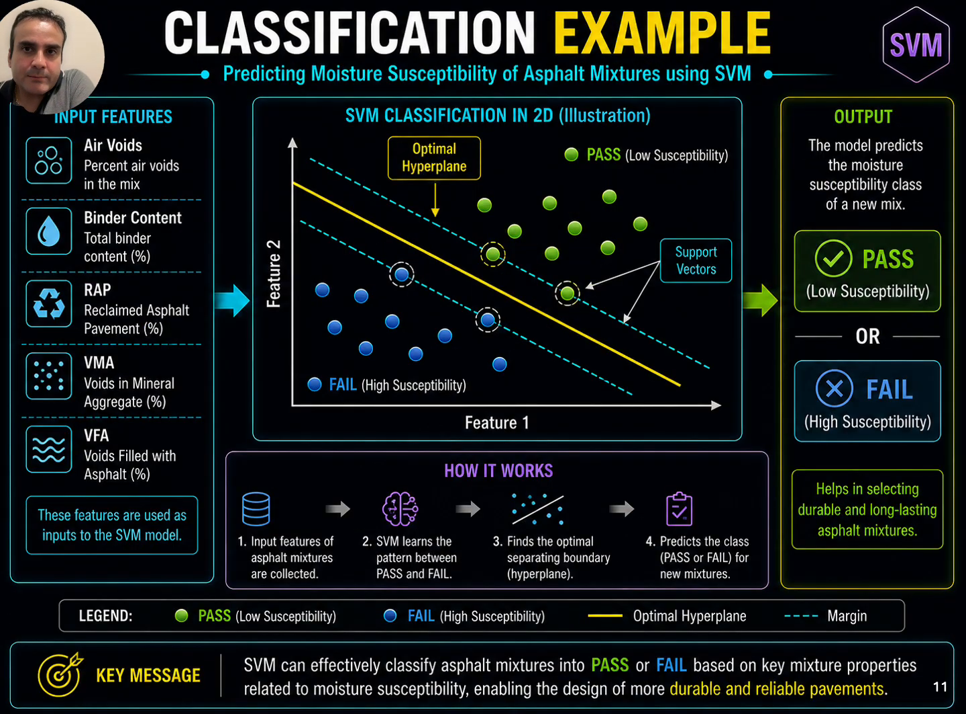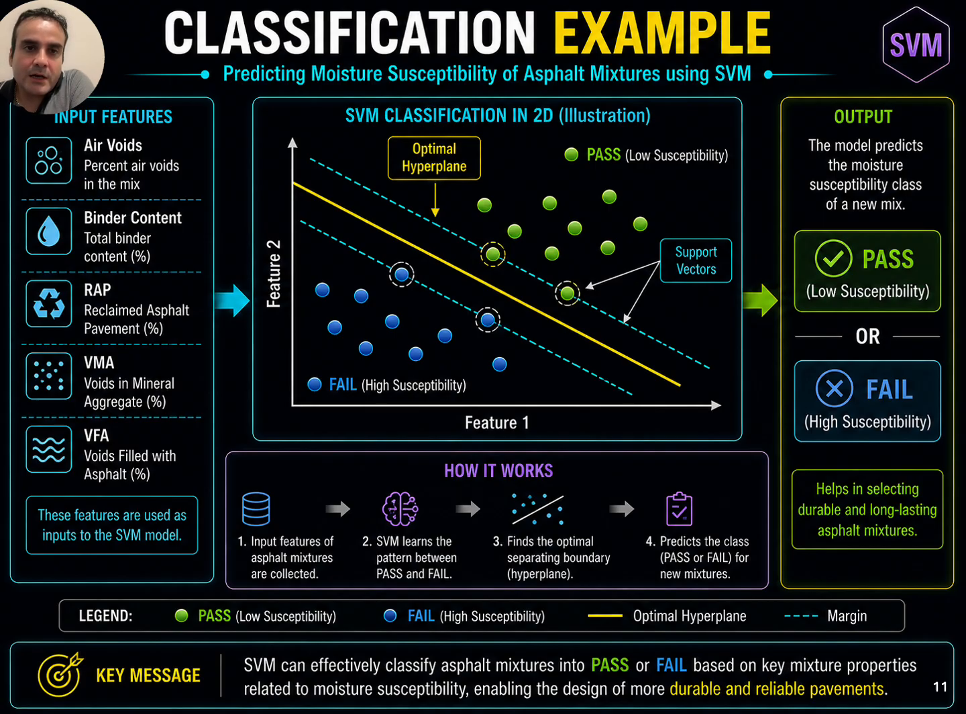This slide presents a practical pavement engineering application of SVM. The objective is to classify asphalt mixtures as pass or fail with respect to moisture susceptibility. Input variables include air void content, binder content, wrap content, VMA, VFR, and probably some other parameters. The central figure shows the optimal hyperplane separating mixtures with low moisture susceptibility from mixtures with high moisture susceptibility.